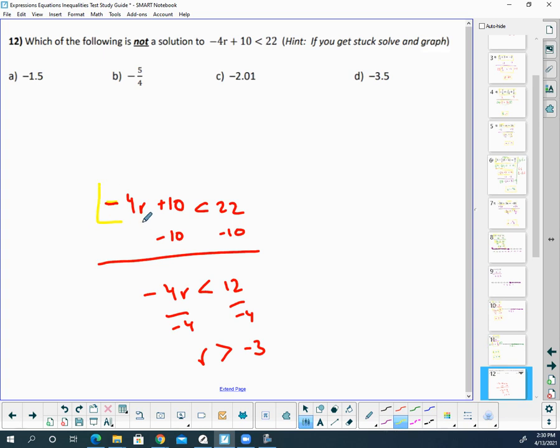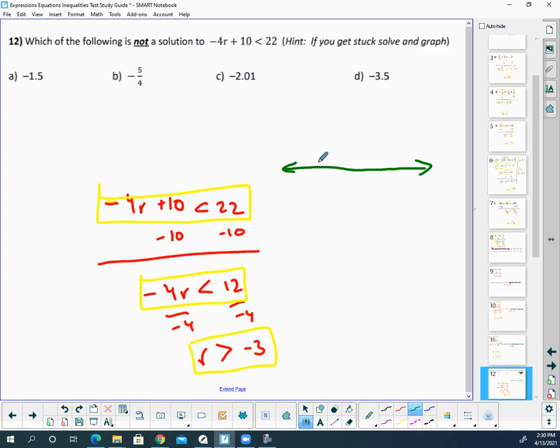So here's the original inequality. I subtract 10 from both sides. Here's the new inequality. I divide both sides by negative 4, and I get this. R is greater than negative 3. So I'll show you why I did that.